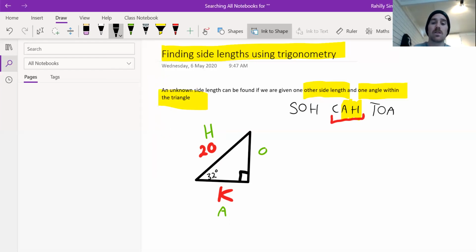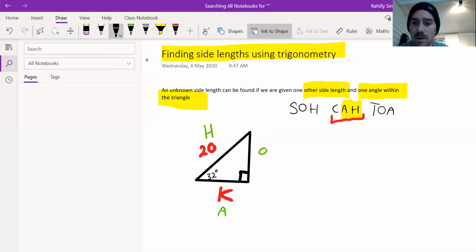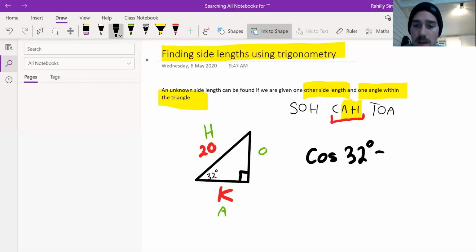All right. So all we have to do is, I know that we worked with theta on our last video, but now we're going to actually use a real numerical value for our angle, which is 32 degrees. We've decided to use COS because we've got adjacent and hypotenuse. So you're going to write it out like this. Cos 32 degrees equals, now it is adjacent over hypotenuse, so it is K over 20.